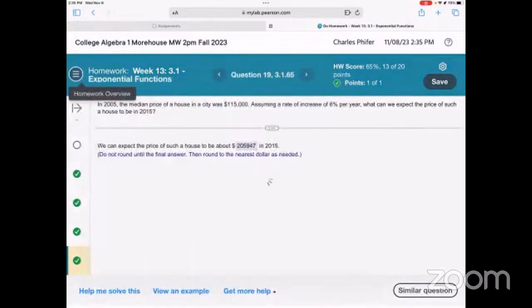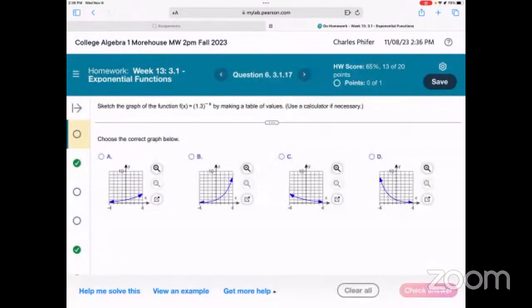Sketch the graph of this by making a table of values. So our base is larger than 1, so that will behave like a normal exponential. But then the negative exponent causes it to be exponential decay. So it should just be exponential decay. It should be either C or D. And then I feel like we can choose a couple of test points to confirm.